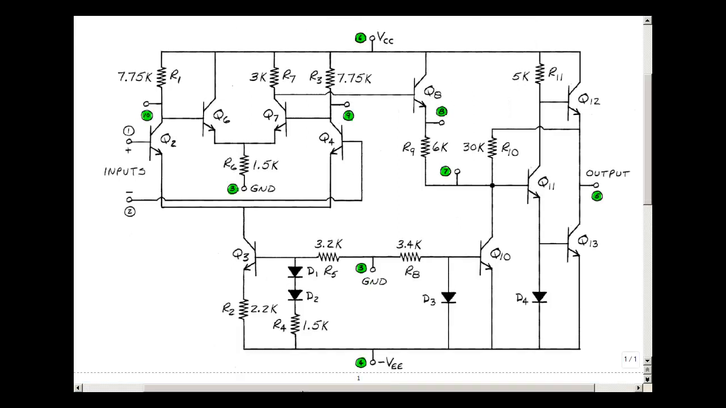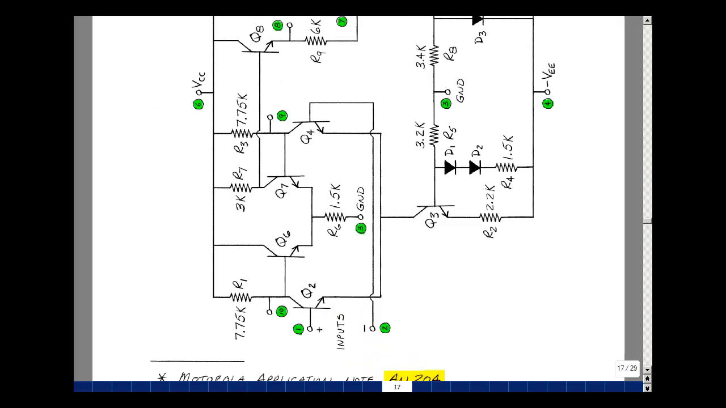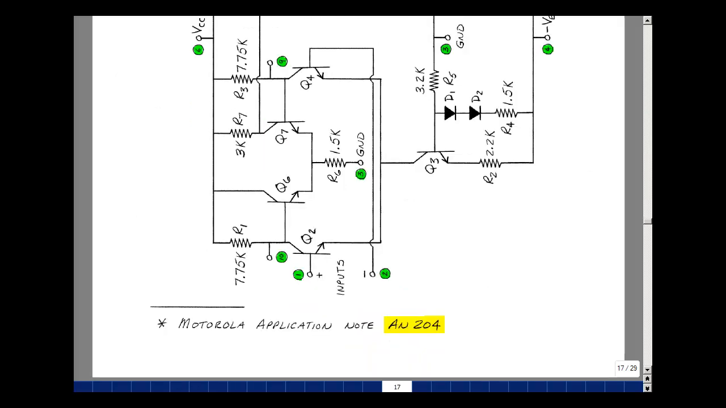You may notice here that this section to the left is what we had in our last video. It's a two-stage differential amplifier with current source biasing. Now what we're adding is some more circuitry to turn this into an op-amp. You can find a detailed explanation of the design of this op-amp in the Motorola application note AN204.